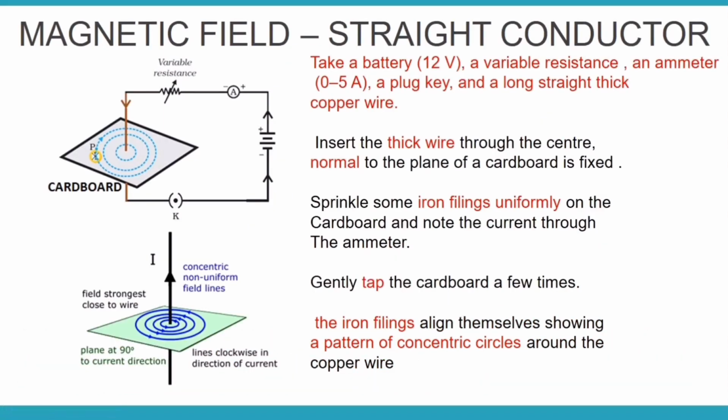Magnetic field due to a straight conductor. Take a battery, a variable resistance, an ammeter, a plug key, and a long straight thick copper wire. Insert the thick wire through the center, normal to the plane of the cardboard fixed. Sprinkle some iron filings uniformly on the cardboard and note the current through the ammeter. Gently tap the cardboard a few times. The iron filings align themselves, showing a pattern of concentric circles around the copper wire.